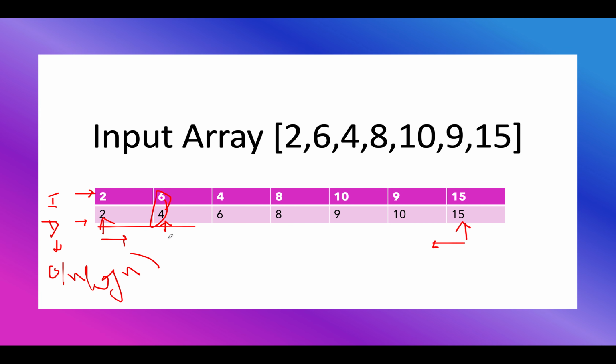Similarly for the right part, this is at its appropriate position. I'll move towards the left, towards 0, and I'll see now this is not at its appropriate position. I'll break the logic. So this is the subarray that is not sorted, and I'll return its length.